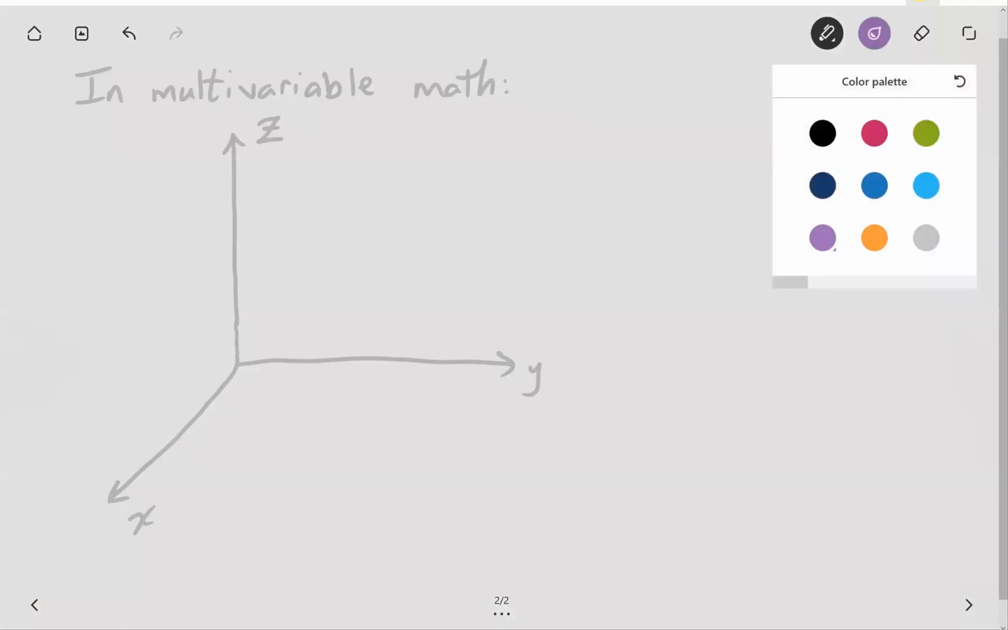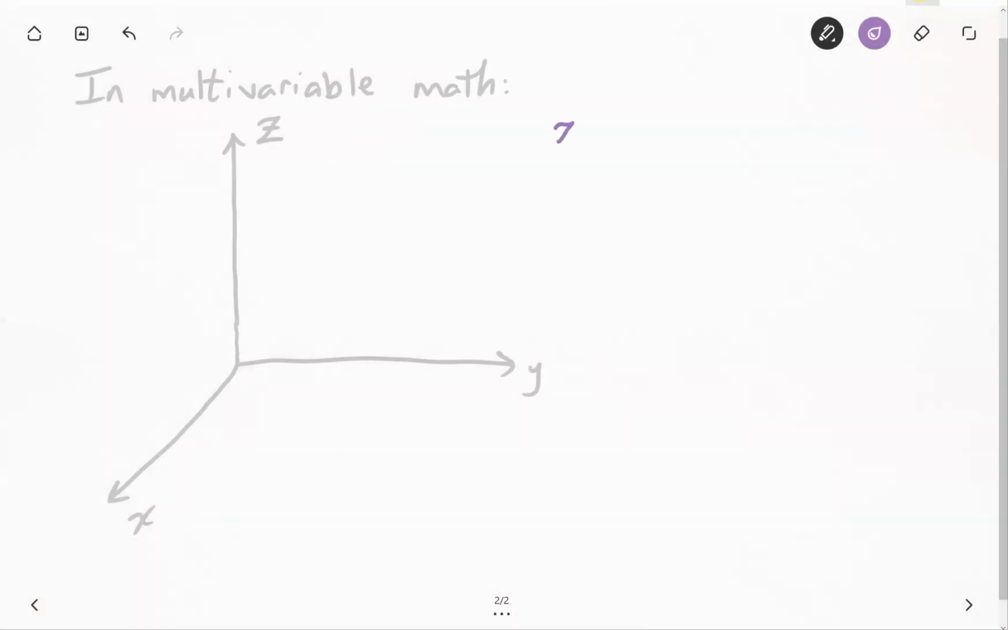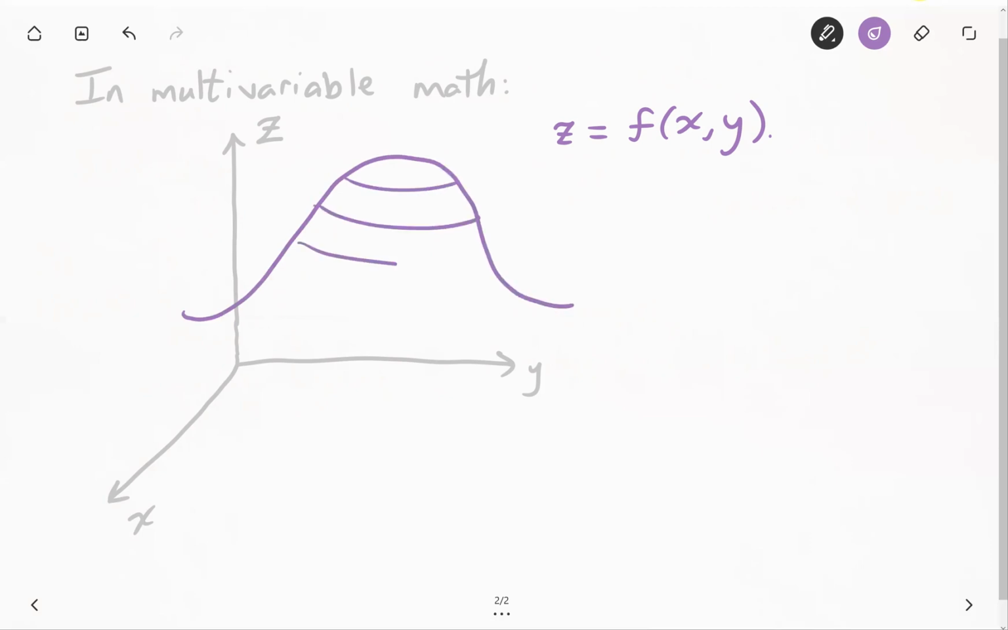And we're given some function. Maybe z is a function of x and y. And so f is a function with 2 input variables and 1 output variable. And then we've got the plot of some function. So we think of z as being the height. I'll draw the only 3D function I can. It's supposed to look like a hill.